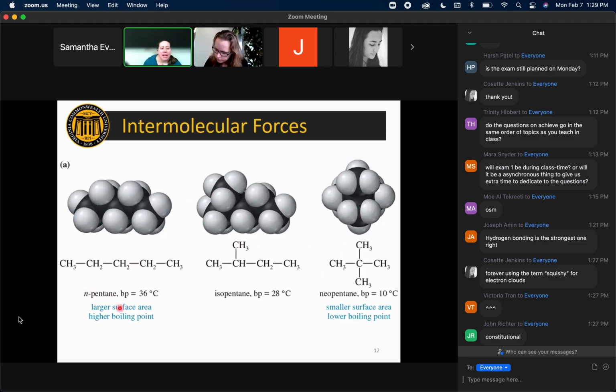We can see that reflected in the boiling point trend for these 3 constitutional isomers, where the one on the left, the linear n-pentane, has a boiling point of 36 degrees Celsius. And as you introduce more branching and shrink the surface area because you're condensing that molecule, you drop your boiling point down to 28 and then finally down to 10 degrees Celsius for neopentane. And it's because of van der Waals forces being minimized the more condensed your electron cloud is.